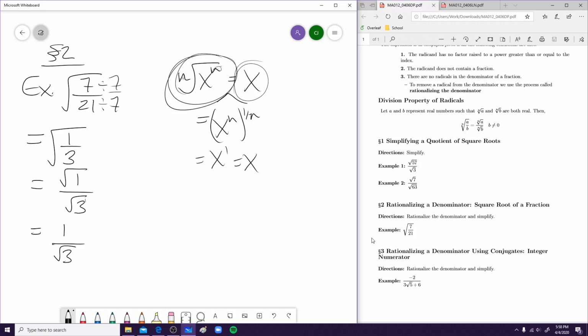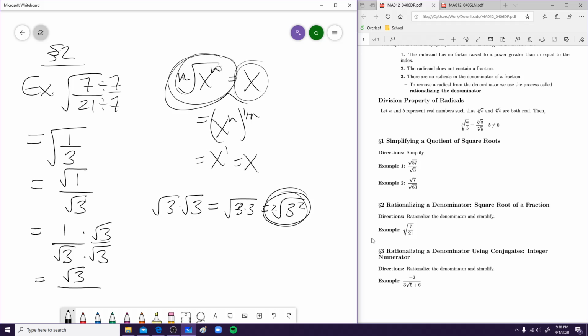So when you do this, you want to multiply this by 3 over 3. Why? Because, let's do the top, so this becomes the square root of 3. When I do this, square root of 3 times square root of 3 is also the square root of 3 times 3. What is 3 times 3? It is 3 squared, right? And then our index is 2. So we get what we want from doing that, right?